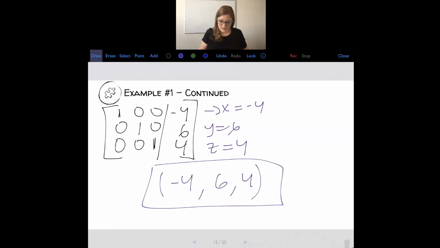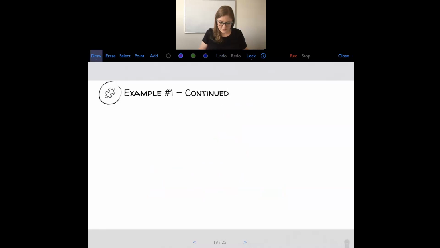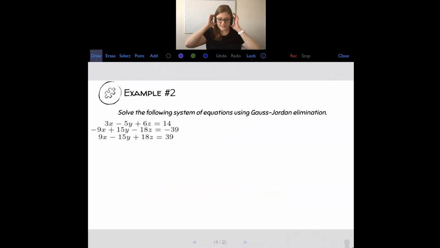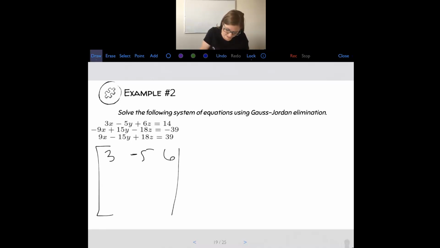Okay. Let's do one more example. Solve the following system of equations using Gauss-Jordan elimination. Okay, so step 1 is to put this into an augmented matrix. So I have 3, -5, 6, 14; -9, 15, -18, -39; 9, -15, 18, and 39.